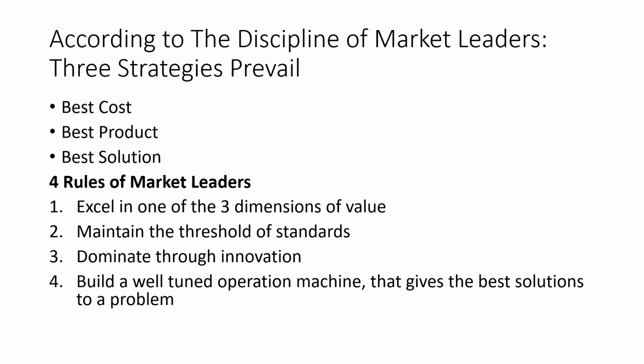So this book says that the 4 rules that market leaders follow are: they try to excel in one of the 3 dimensions of value; they maintain a threshold of standards, which means that they don't go below the level of mediocrity and they strive for premium or better; these companies tend to dominate through innovation; and finally, they build a well-operated machine that gives the best solutions to a problem. And if these things sound like they're repeating or just another way of saying what's previously been stated, then you're starting to get the point, right?